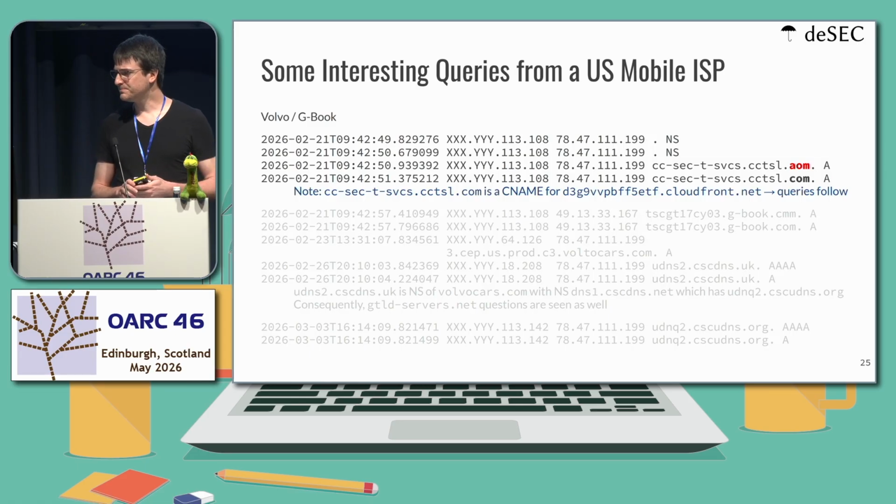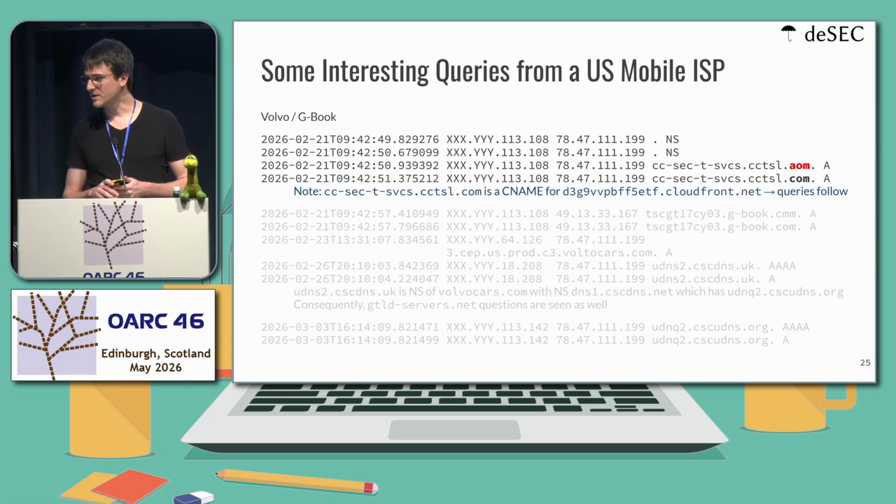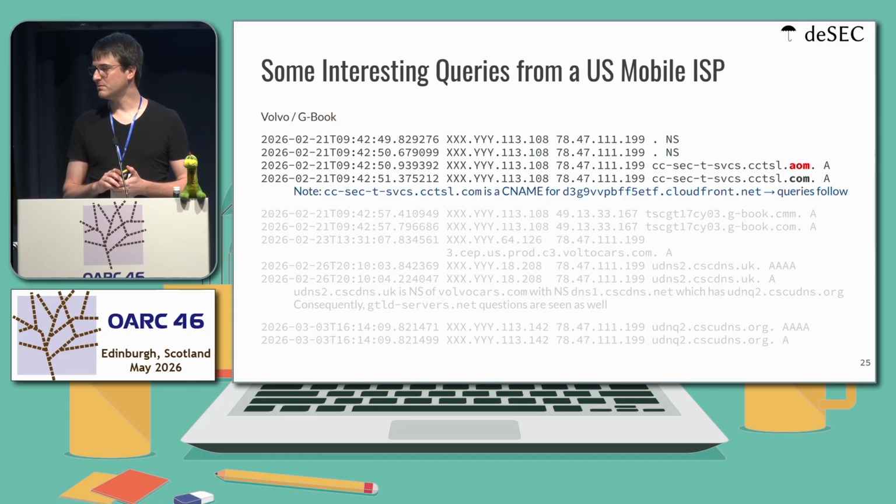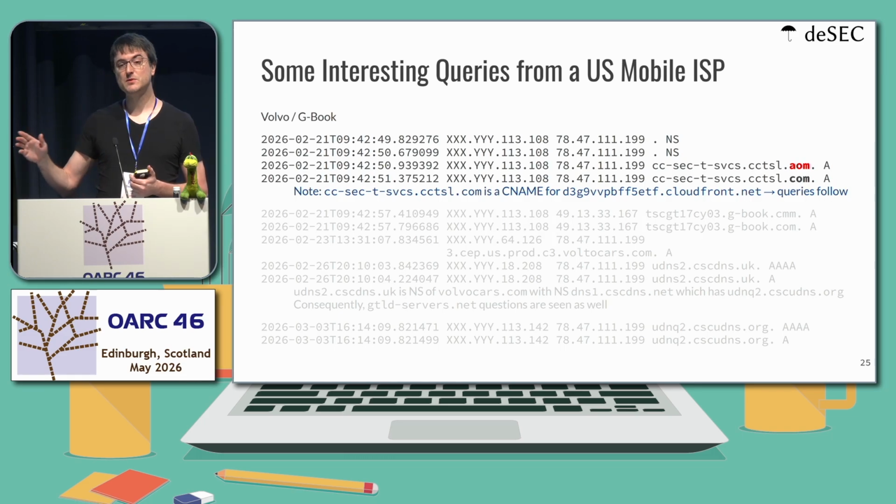Another one is this one here. Why am I showing this? Which is that IP address? Yeah, this is an example that shows another random bit flip from .com to AOM. What I'm really trying to show you here is that the .com domain, CC-sec whatever, is a CNAME to something CloudFront. And we did see a lot of follow-up queries trying to resolve this CloudFront thing.